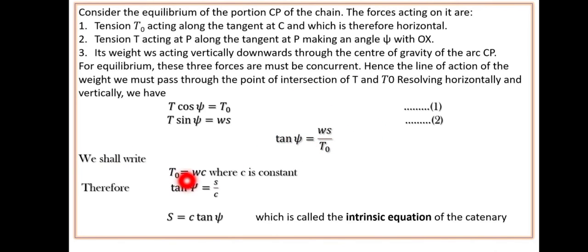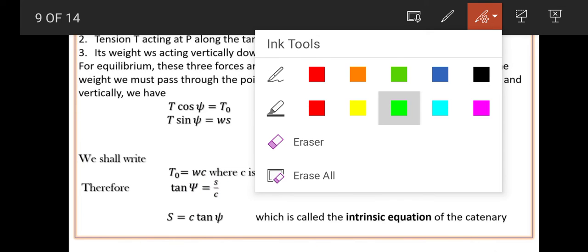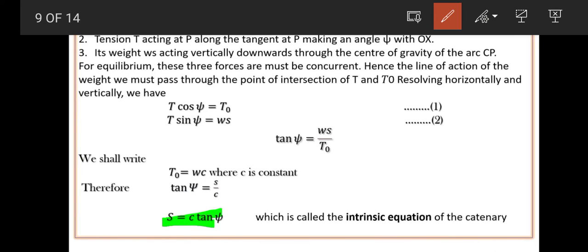We shall write T0 as Wc, where c is a constant, and tan xi equals S upon c, which gives us S equals c tan xi, which is the intrinsic equation. We get S equals c tan xi, which is the intrinsic equation of the catenary.